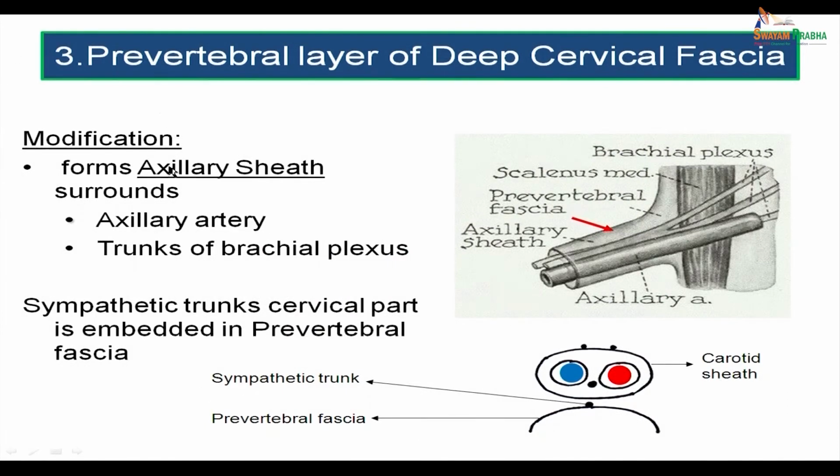It modifies. So, the pre-vertebral layer shows a modification called the axillary sheath. This axillary sheath is a tubular elongation, a covering that covers the axillary artery and the trunks of the brachial plexus. Also within the pre-vertebral layer lies an important nerve trunk called the sympathetic trunk. It is embedded within the pre-vertebral fascia.